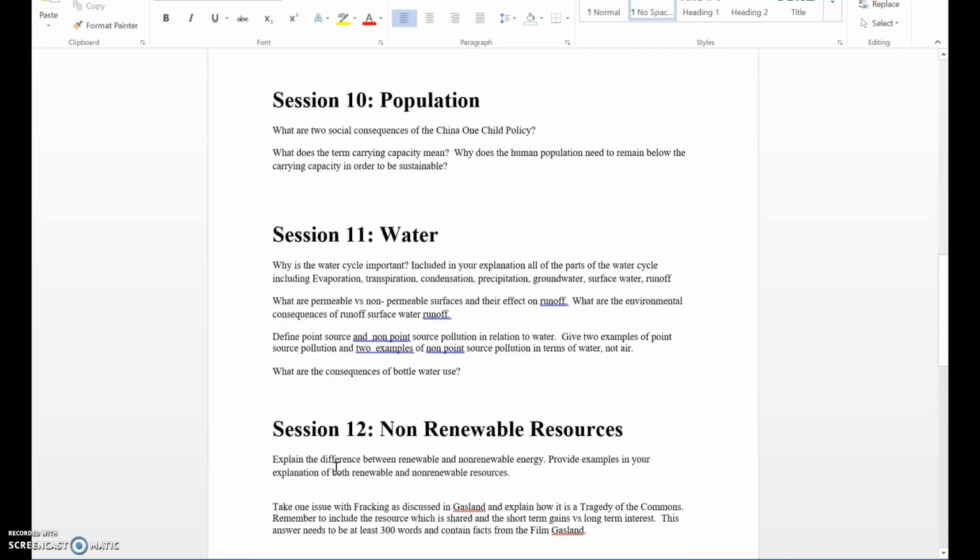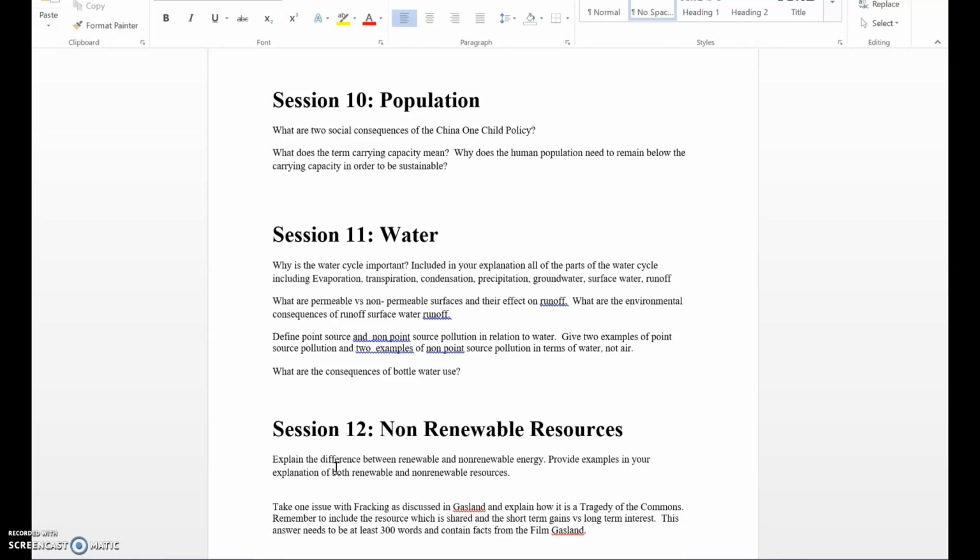Population: what are two social consequences of the One Child policy in China? That was repealed in the fall of 2015. This week, the answers to those questions were where some of you picked to answer that in the discussion post. I will send out a roundup, of course, with what I'm really looking for. Some of you hit it, some of you did not. So I will definitely do that.